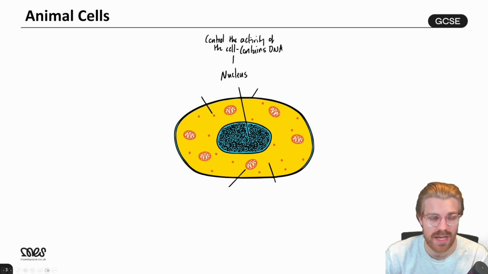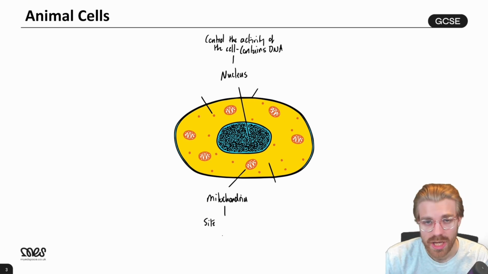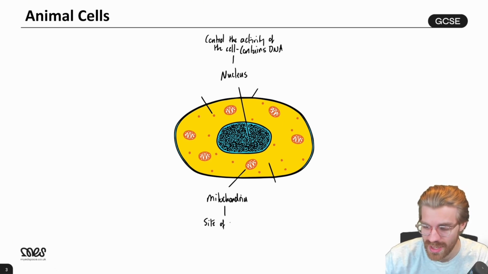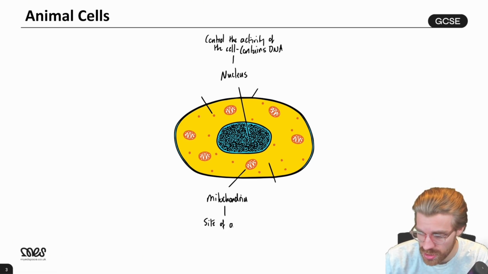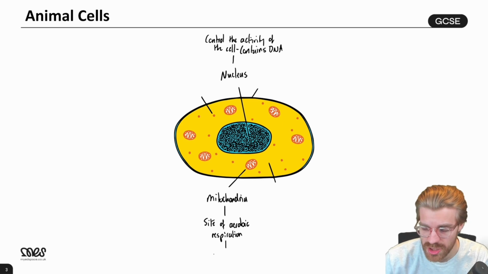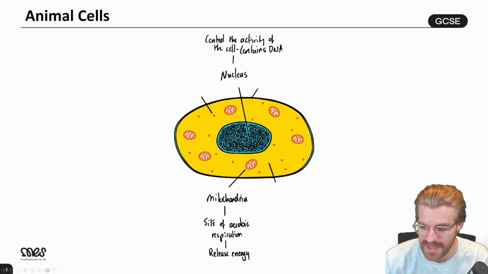Our next part of the cell there, we have the mitochondria. Now the mitochondria, these are the site of aerobic respiration. Now in an exam question, it would be really good to get into the habit of being specific in your answers. So if you can say aerobic respiration, then you should say aerobic respiration. So the site of aerobic respiration. And because of the aerobic respiration, the purpose of that is to release energy. We're not going to say produce energy, we are going to say release energy.